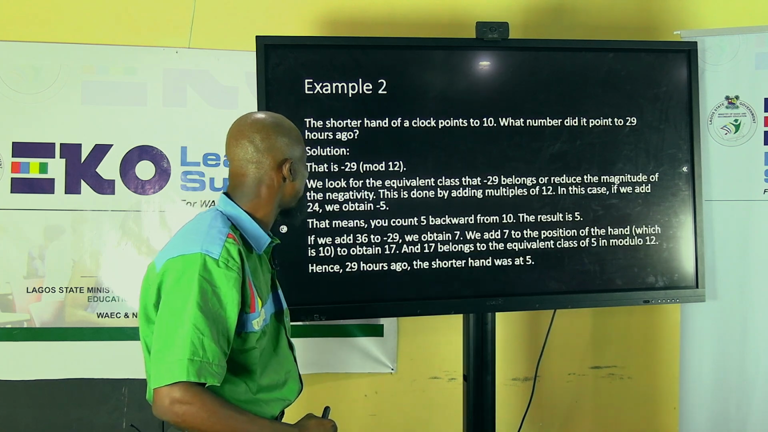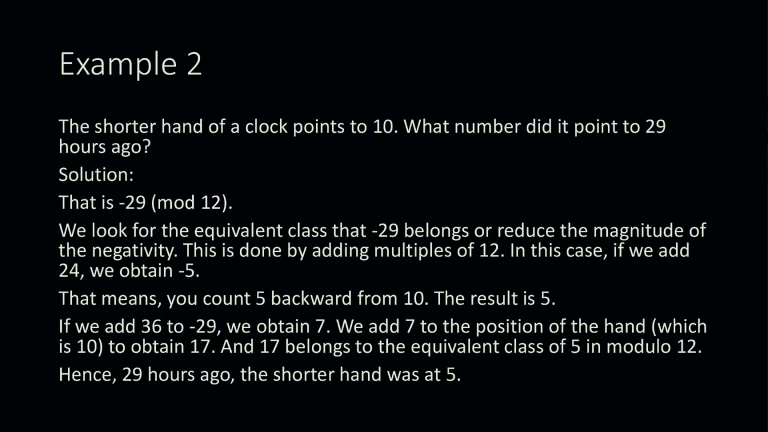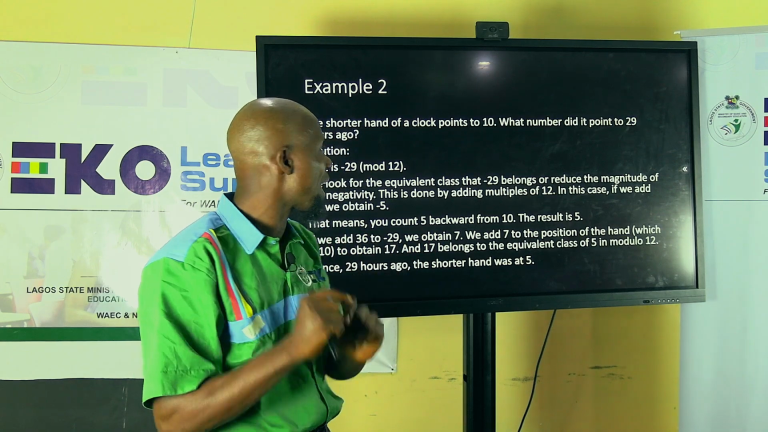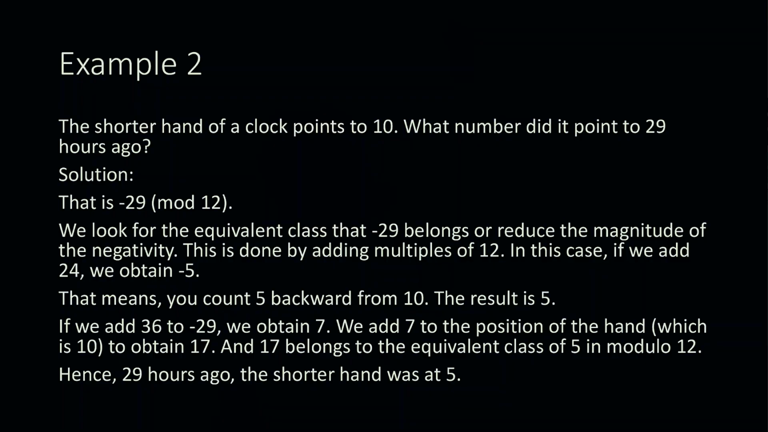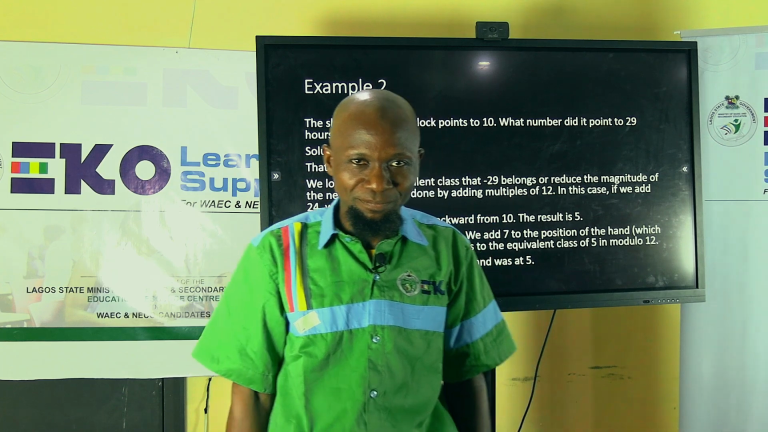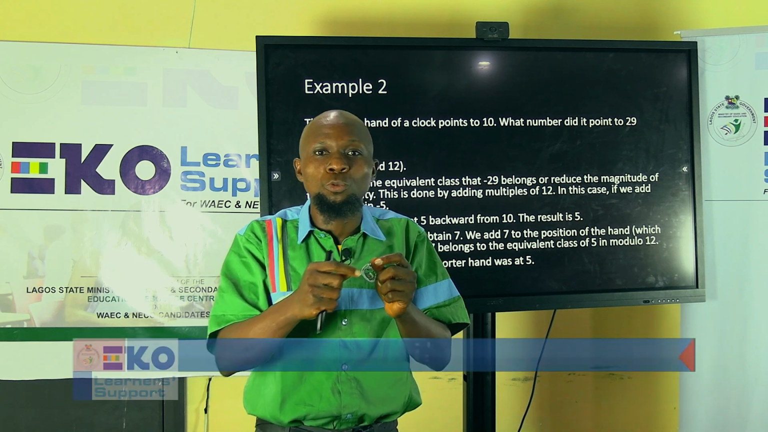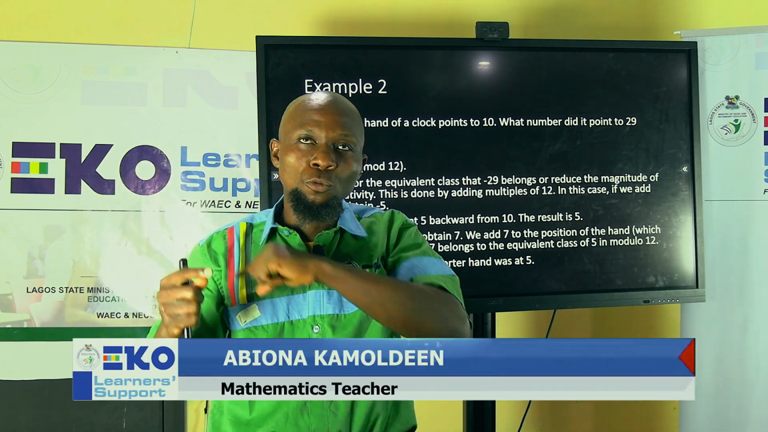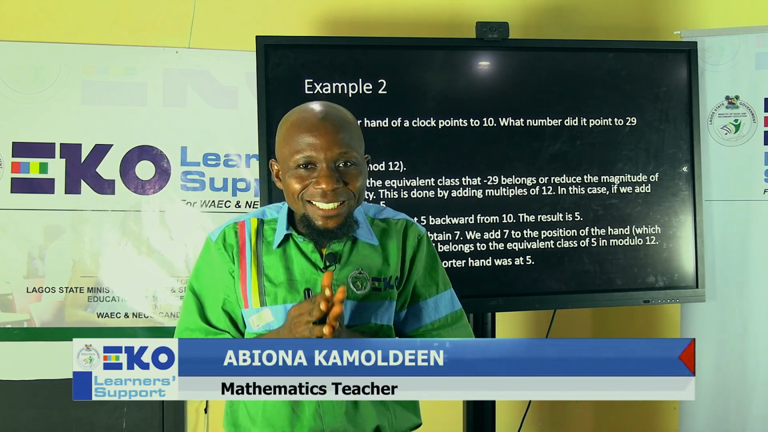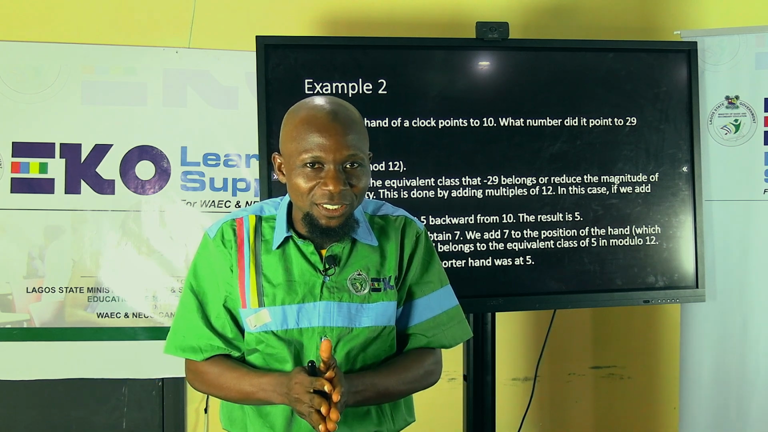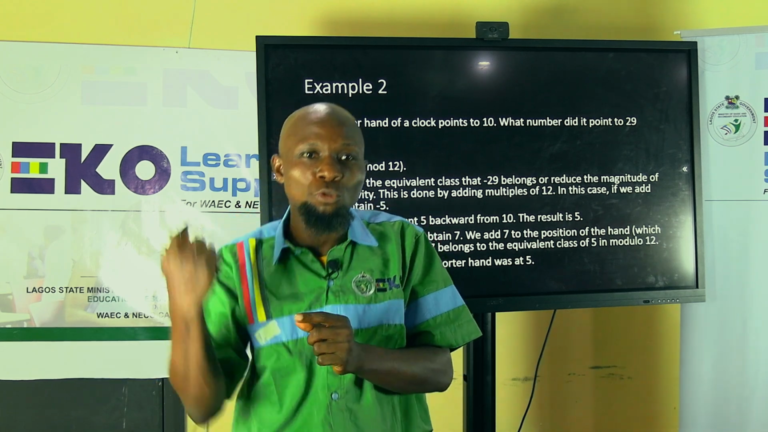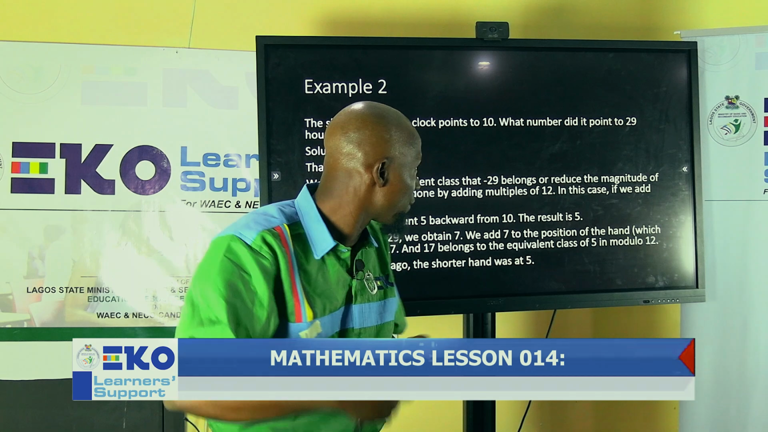Okay, let's take another example. Say the shorter hand of a clock points to 10. What number did it point to 29 hours ago? It means we'll go back 29. So in that case too, you maintain the same thing. We are going back every 12 hours, we go back to the point we are.